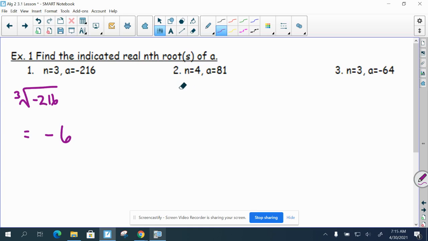All right, so here we're talking about the fourth root of 81. The fourth root of 81 is 3 because 3 to the fourth power is 81. All right, this one, we've got the cube root of negative 64. So since 4 cubed is 64, this would come out to be negative 4.